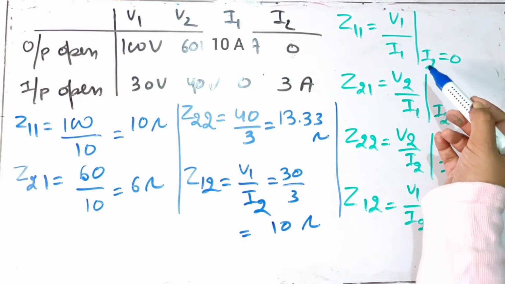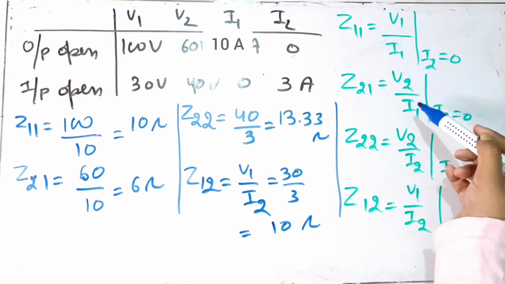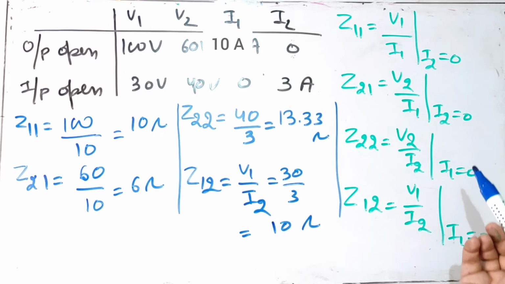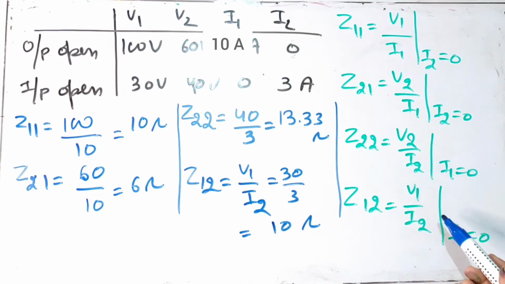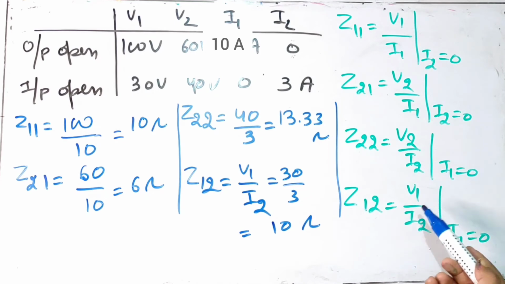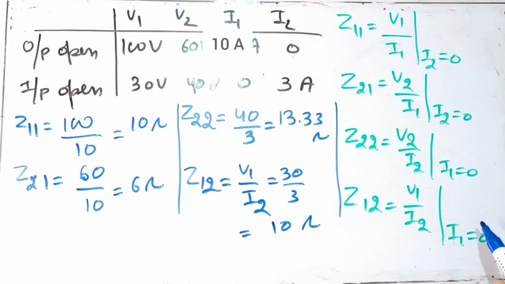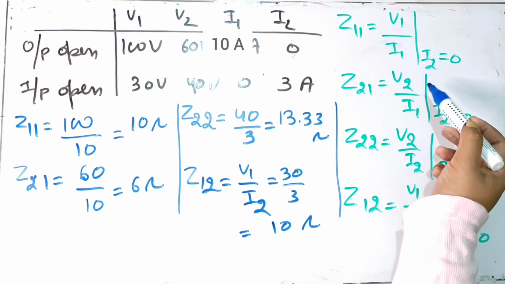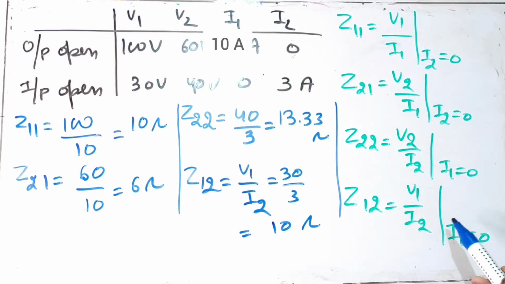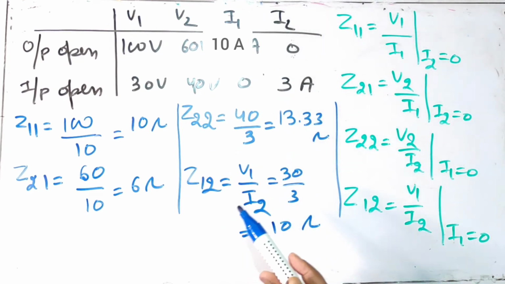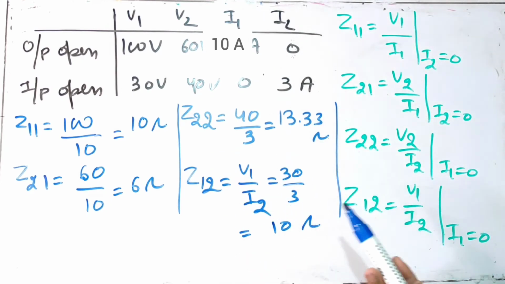Now for the formulas where I1 is in denominator, I1 cannot be 0. So obviously I2 will be 0 in those two cases. And in those two cases where I2 is in denominator, I2 cannot be 0. So I1 will be 0 automatically, which means in these two quantities, input current will be 0 and here output current will be 0. Input circuit will be open and output circuit will be open. This is a way of remembering, but if you do a lot of questions, you will anyway remember the formula.